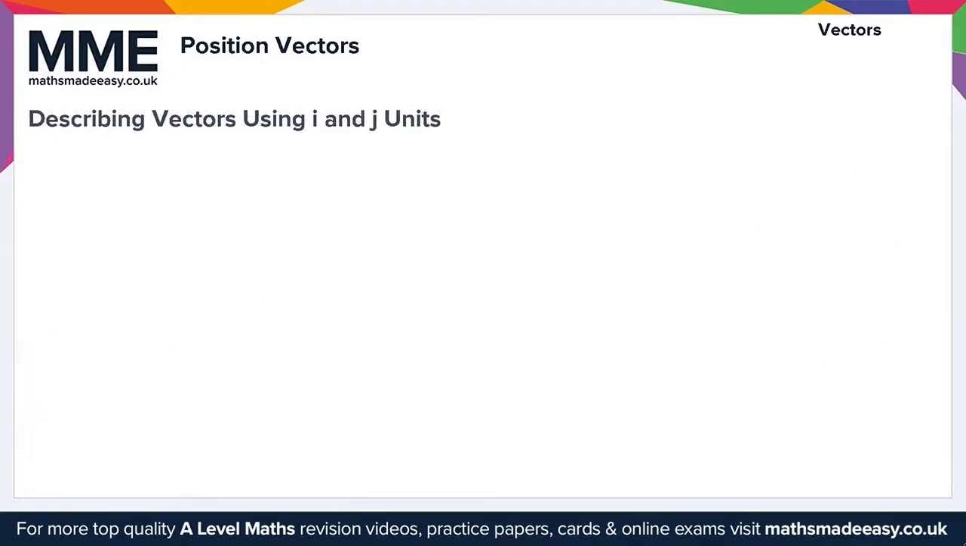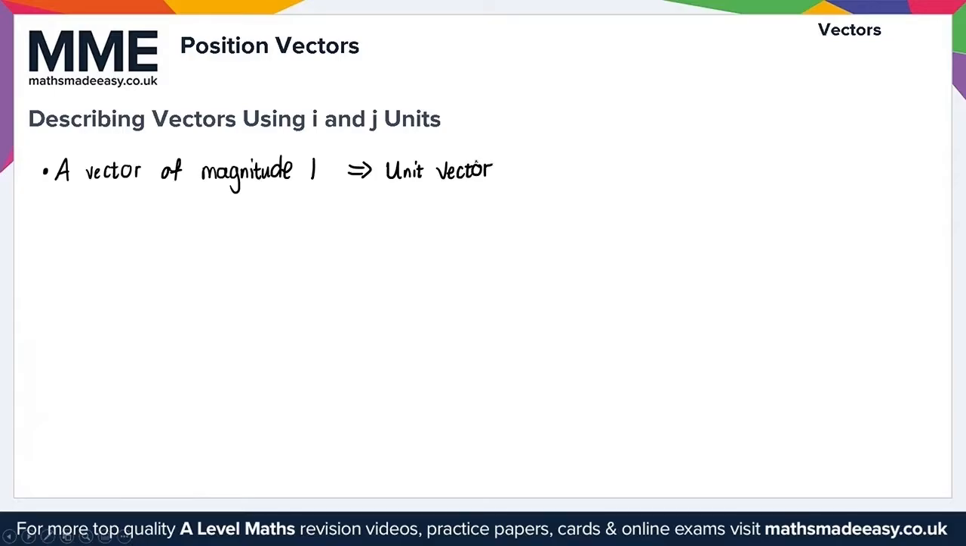Moving on now to describing vectors using i and j units. To start with, a vector with magnitude of 1 unit is called a unit vector. So let's just denote that. A vector of magnitude 1 is called the unit vector. Okay, so this is the unit vector.